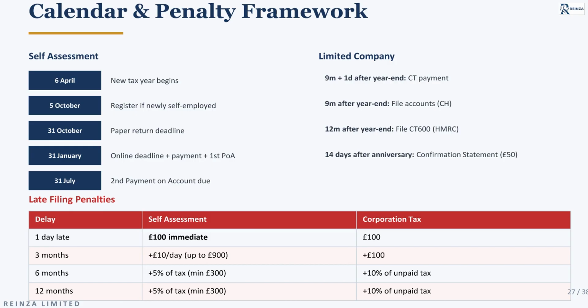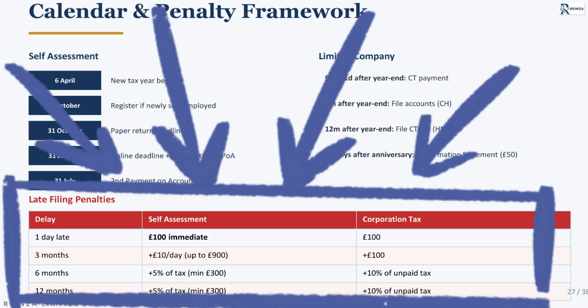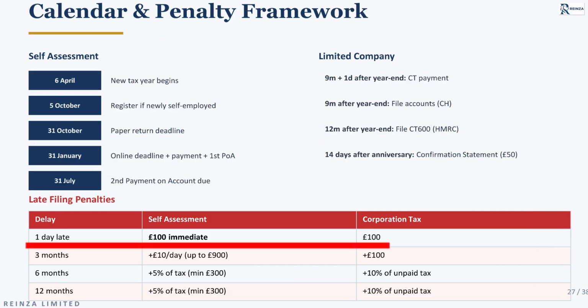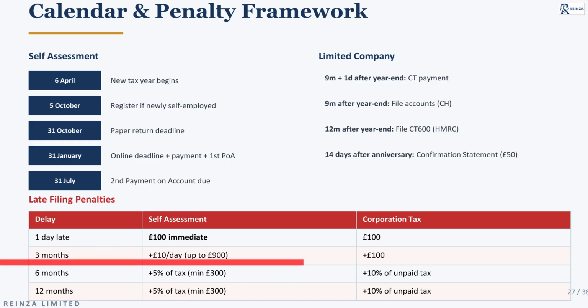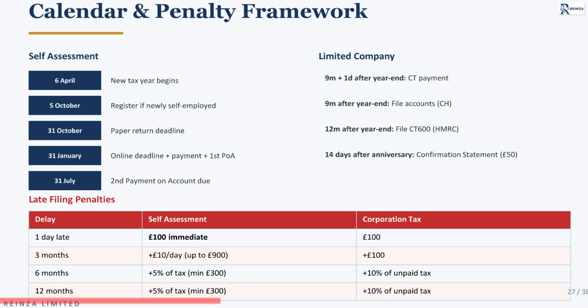Now, the penalties. These are severe and automatic. For self-assessment, filing just 1 day late incurs an immediate £100 penalty. After 3 months, you face daily penalties of £10 per day, up to a maximum of £900. After 6 months, an additional 5% of the tax due is charged, with a minimum of £300. And after 12 months, another 5% is added. For corporation tax, the penalties are similar.